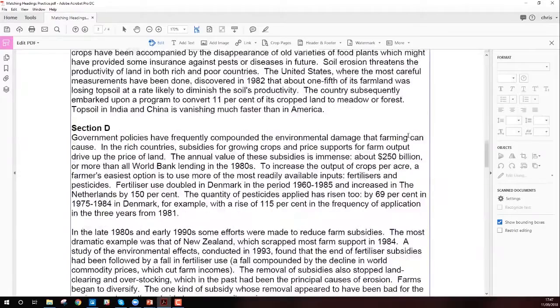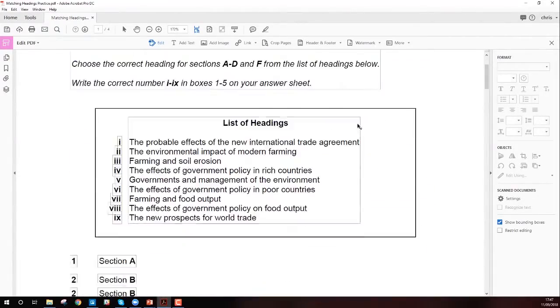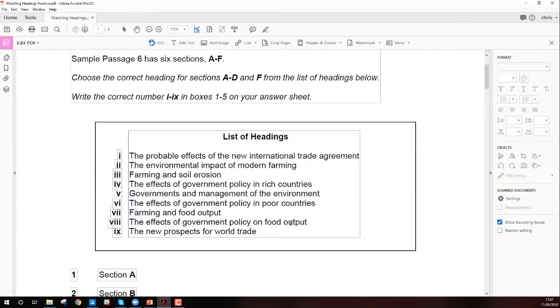Okay, so here we have a matching headings question. So first thing is, do not look at these. Don't look at the list of headings. Do not read them. They'll confuse you. Do not read them.